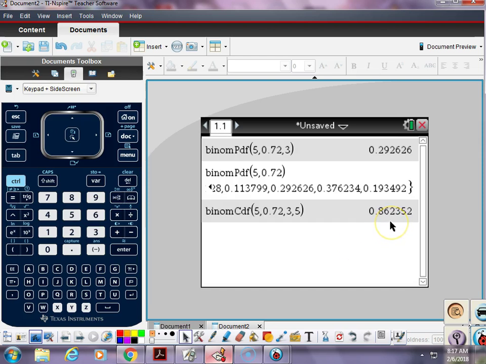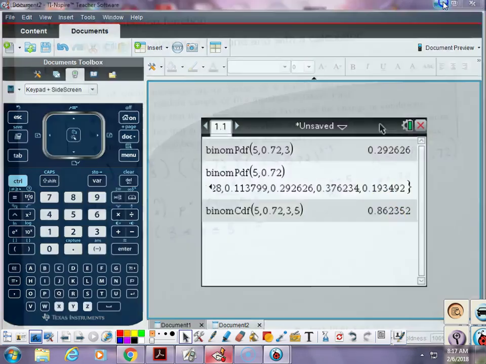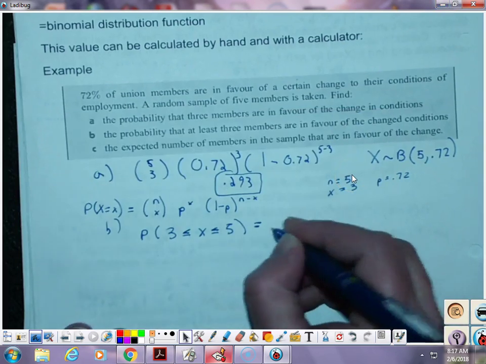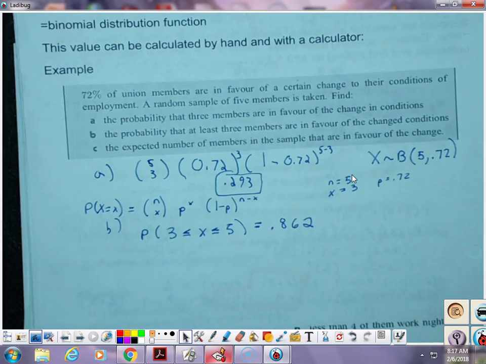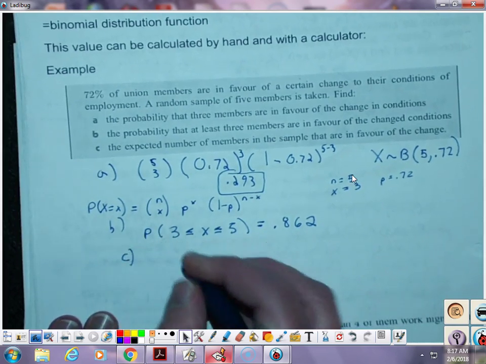Okay, there we go. 0.862, by the way, 3 sig figs is your running favorite. You wouldn't say anything was your favorite.